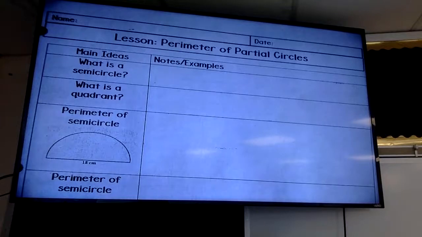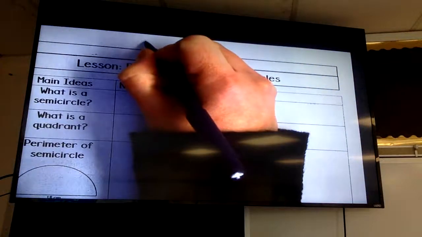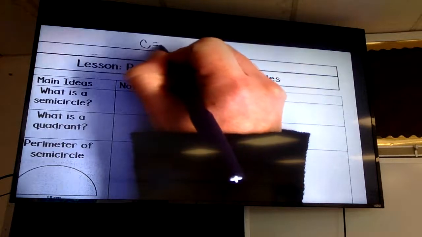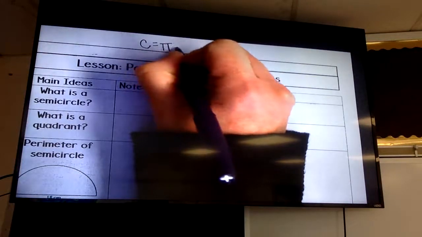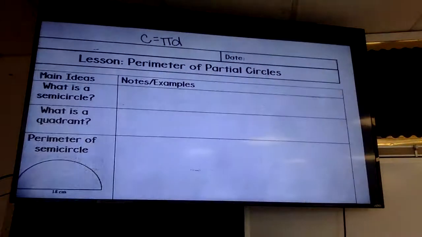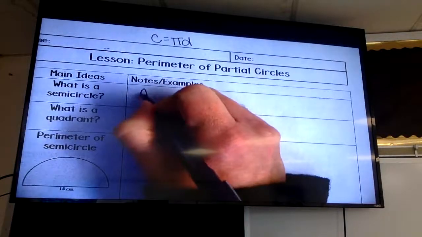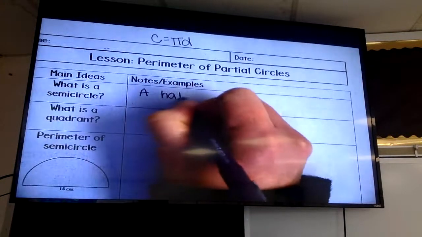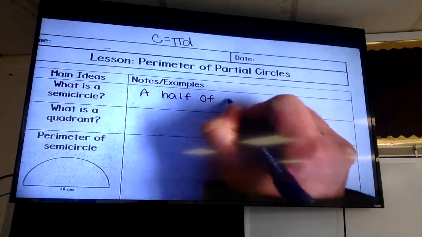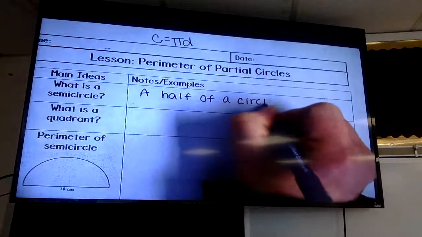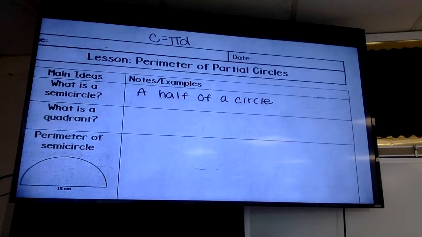So we're going to use that perimeter formula from yesterday. So I'm going to write it up here. I'm going to write, remember, circumference equals pi times diameter. We're going to use that to talk about semicircles and quadrants. So what is a semicircle? A semicircle is a half of a circle. It's half of a circle.